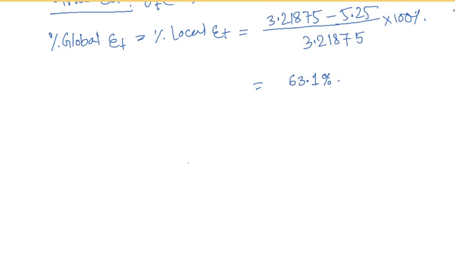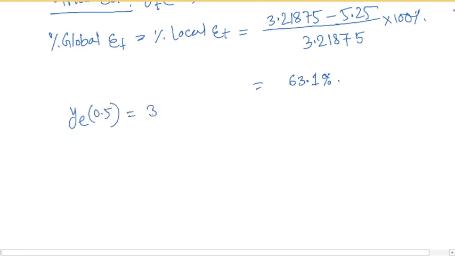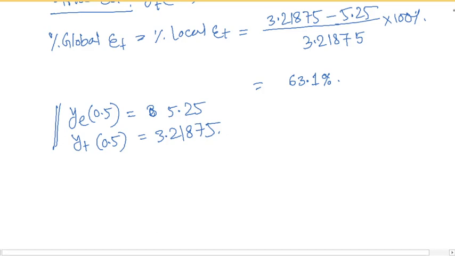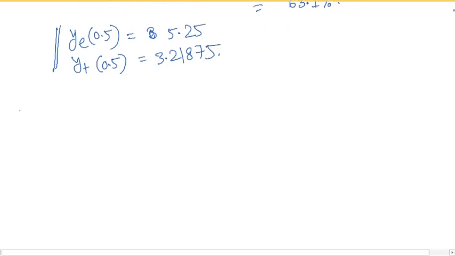So however, using these two values, ye 0.5, we have obtained 5.25, and y true value was 3.21875. Using these two, you will be going to the next step. So if we are here to find the global error, sorry, the local error, next step. Now I'm calculating x equals to 1.